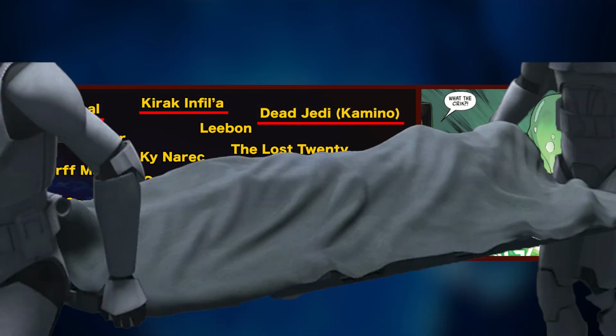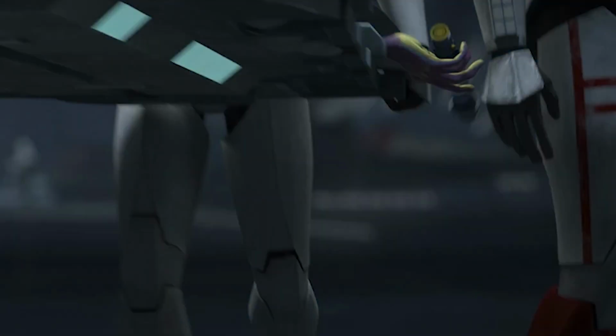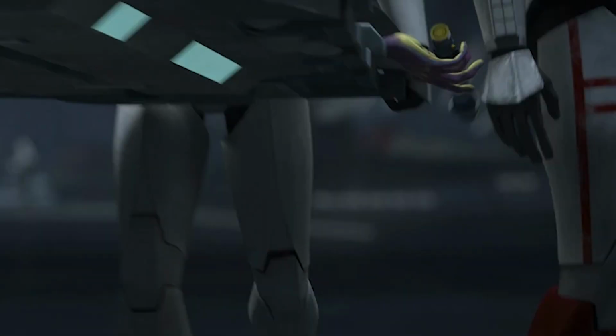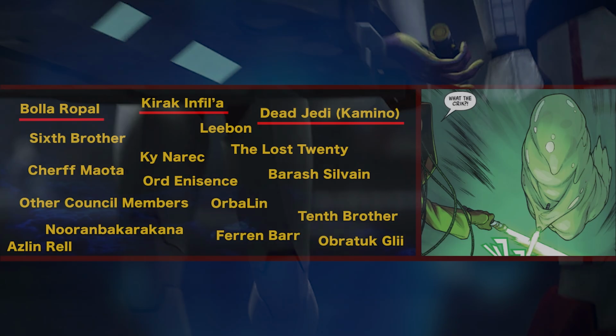Next is Dead Jedi Camino. I named them this as they are actually unnamed in canon. This was the Jedi carried out by clones in the first episode of The Bad Batch. I put them at this level because I remember back when the episode aired, there was a lot of discussion about this Jedi and many theories about who they were, but they look to be a new Jedi. So far, they've only appeared in the Bad Batch.